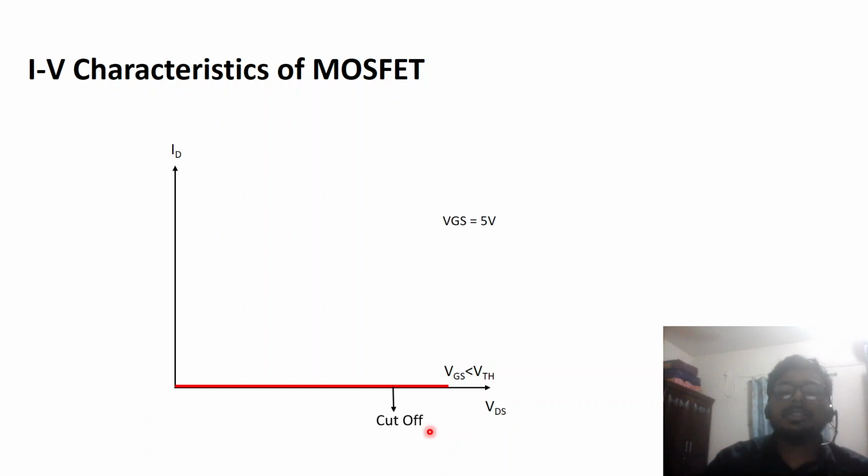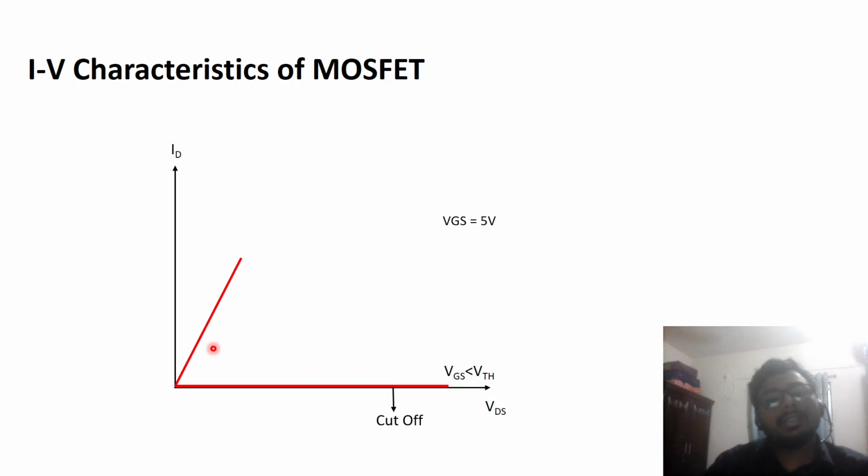Now if we increase the VGS greater than the threshold voltage, let's assume VGS is equal to 5 volt, then if we increase VDS or drain to source voltage, the drain current will start to flow from source to drain. For a small value of VDS, the drain current will change linearly with VDS. So here you can see this IV characteristics looks like an IV characteristics of a resistance, and the relationship between the IDS and the VDS is linear.